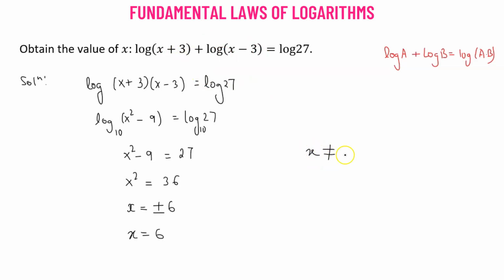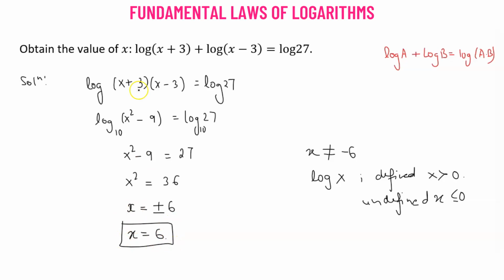x cannot be equal to negative 6. The only reason being, whenever we have log of x, this is going to be defined for values of x greater than 0 only. So if we have x less than or equal to 0, then in that case the logarithm function will simply be undefined. So this is the only possible value of x which is going to satisfy the given logarithmic equation.